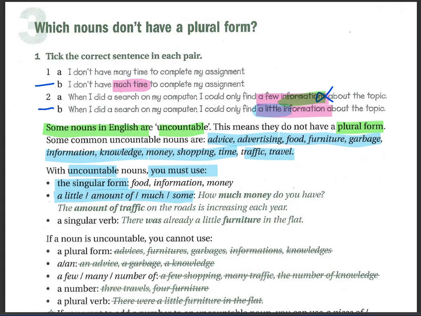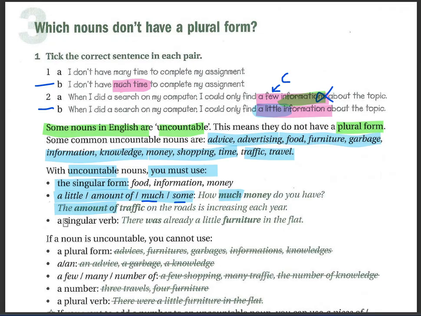So, a few is not correct with uncountable nouns. A few is used with countable nouns. So, a little, amount of, much, and some are used with uncountable nouns. And look at examples. How much money do you have? How much? Or how much time? The amount of traffic on the road is increasing each year.